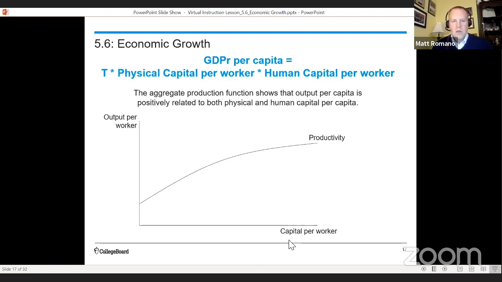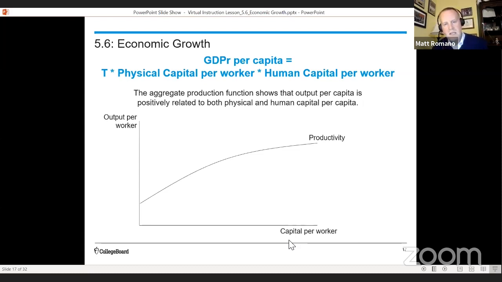On the top in blue here, we have an equation. Real GDP per capita is equal to T, which stands for technology, times physical capital per worker, times human capital per worker. Treat that like any equation. Obviously, what's on one side has to be equal to what's on the other. So if what's on one side goes up, the other side has to go up as well.